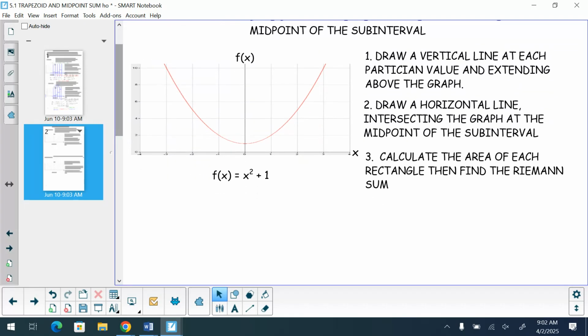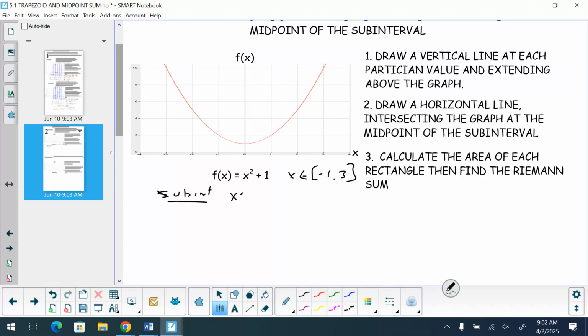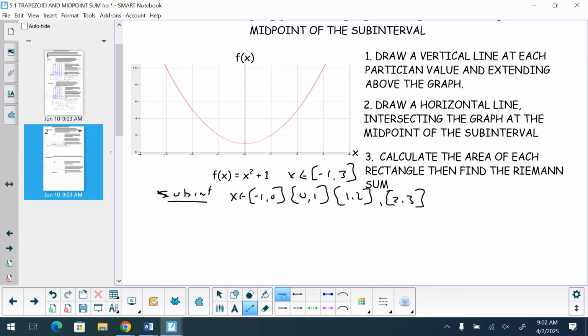So if I look at my subintervals, we still have x in the interval -1 to 3. Our subintervals: x in -1 to 0, 0 to 1, 1 to 2, and 2 to 3. We still have our partition lines. Draw a horizontal line, and vertical lines at the partitions.